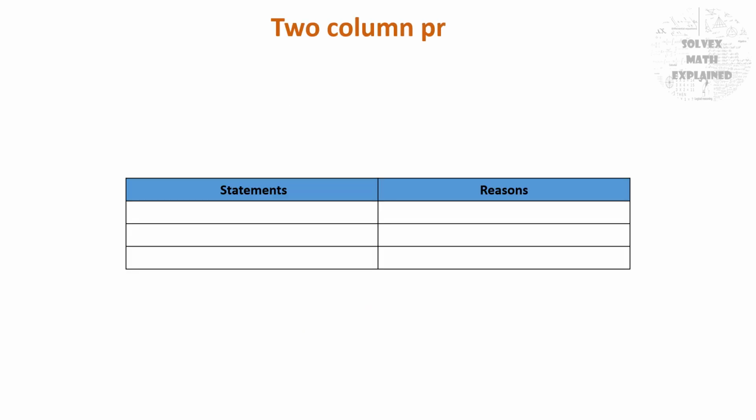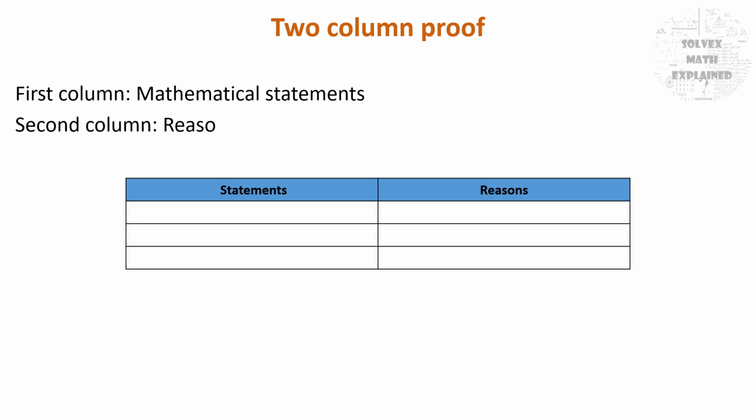In a two-column proof, we will write the mathematical statements in the first column. In the second column, the reasons supporting these statements are written. Let's move on to our question.